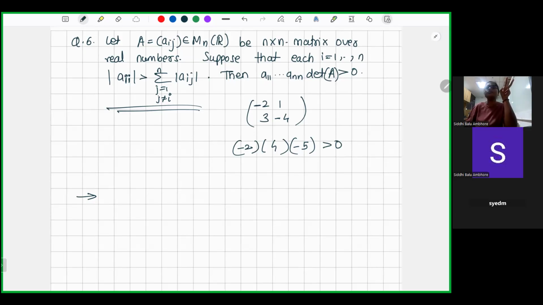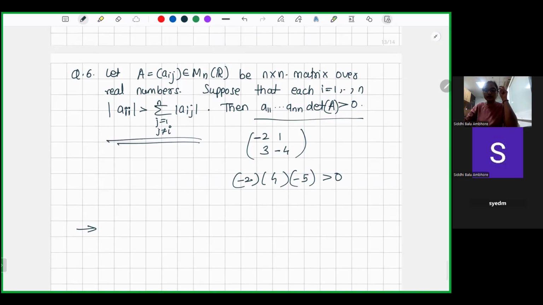So the first thing is we will check that the determinant of A is non-zero, because we have to check this is greater than 0. See, there are two things here. This is a strict inequality: the modulus of something is strictly greater than this thing. So this aii must be non-zero.